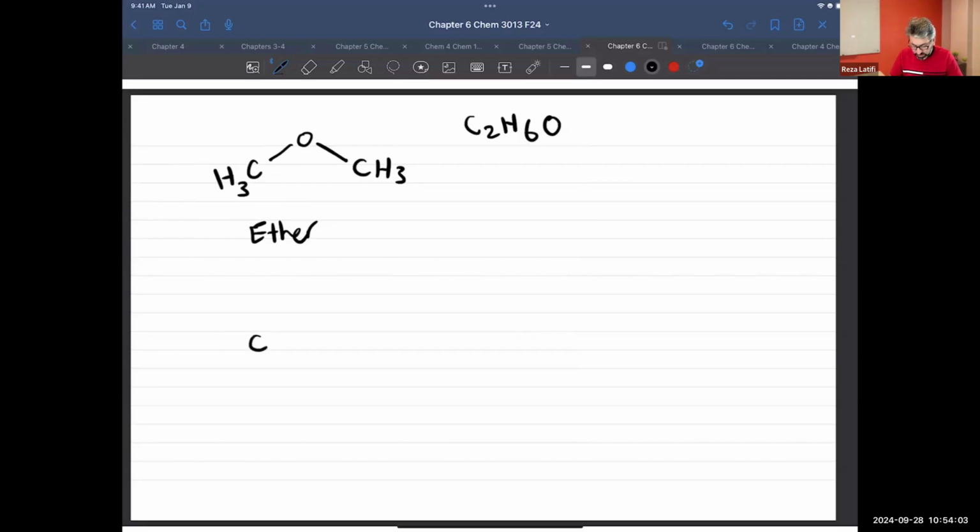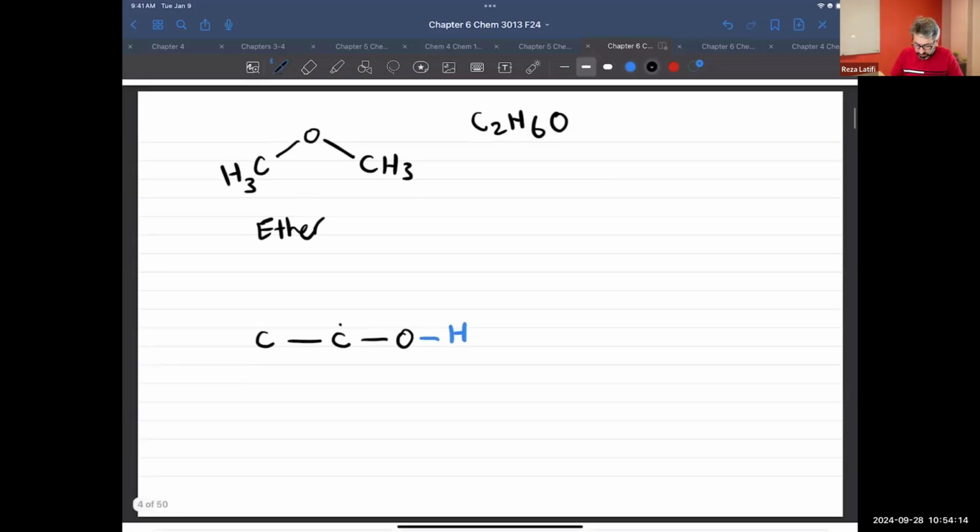In that case, we say you have a carbon attached to another carbon, and that carbon is attached to oxygen. And let's attach hydrogen to oxygen. Next, we're going to put enough hydrogen on each carbon until we make them octet. Okay, now all carbons are octet, oxygen is octet. What's the formula for it? We have two carbons, six hydrogens, and again, one oxygen.